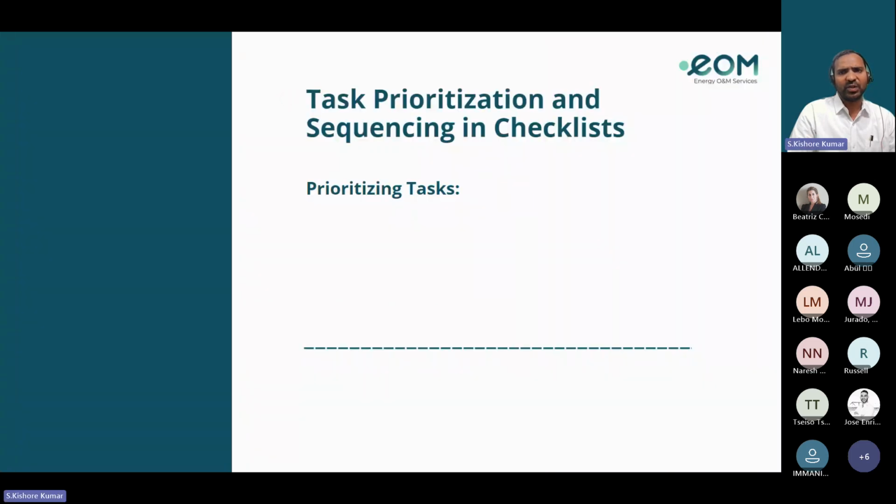Effective checklists follow a logical order. So, task prioritization and sequencing checklists. Based on urgency, safety, and efficiency, proper sequencing helps prevent errors, reduce delays, and streamline workflows. Prioritizing the tasks: always ensure the critical ones come first.